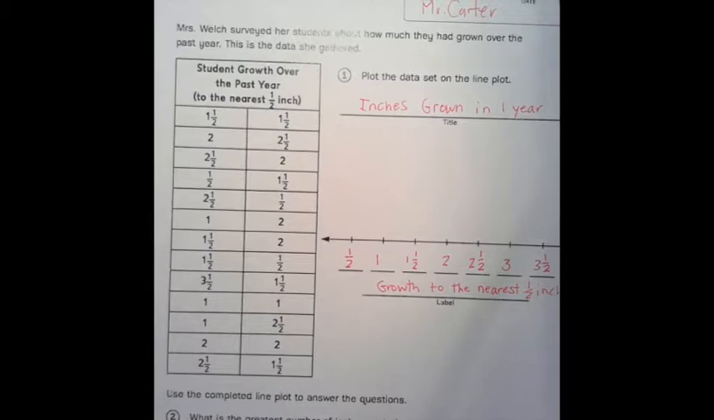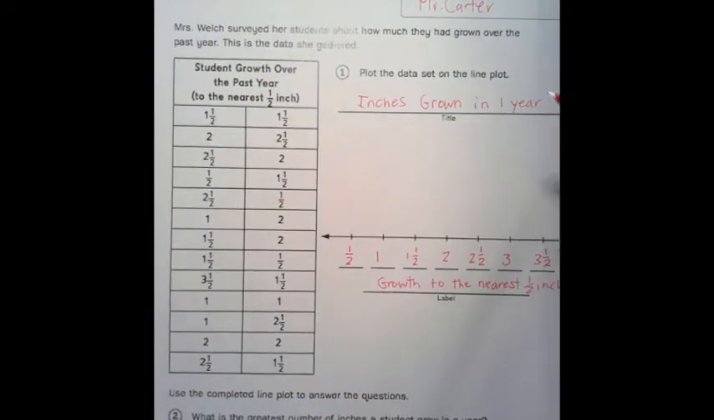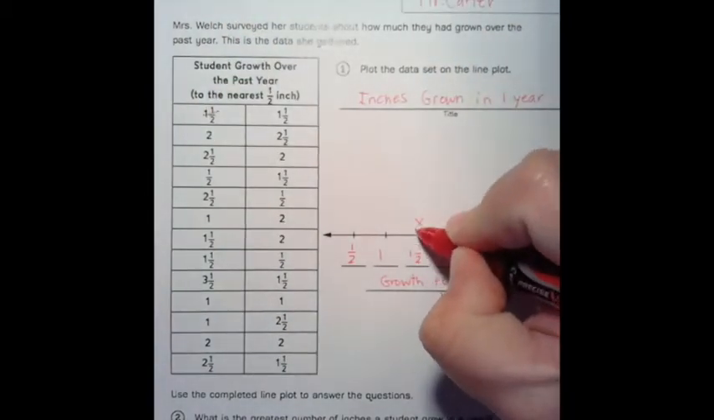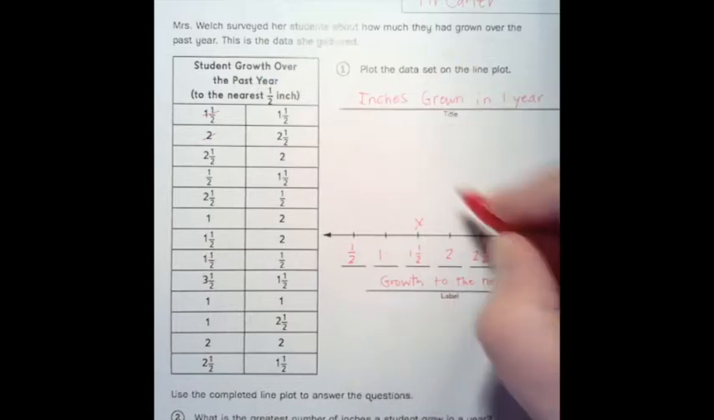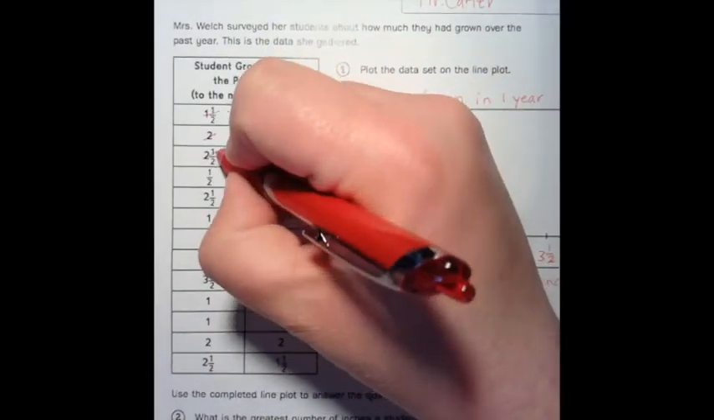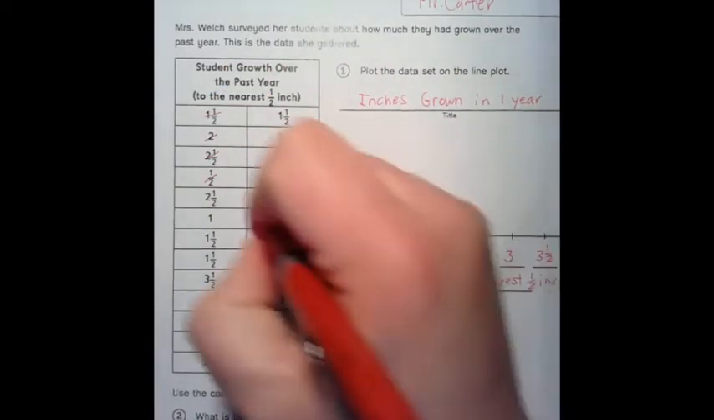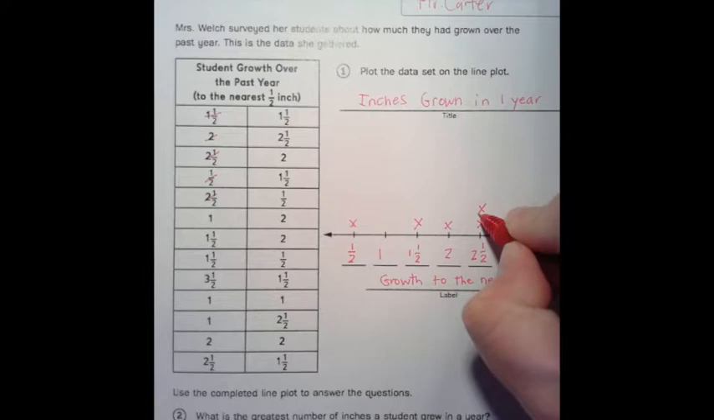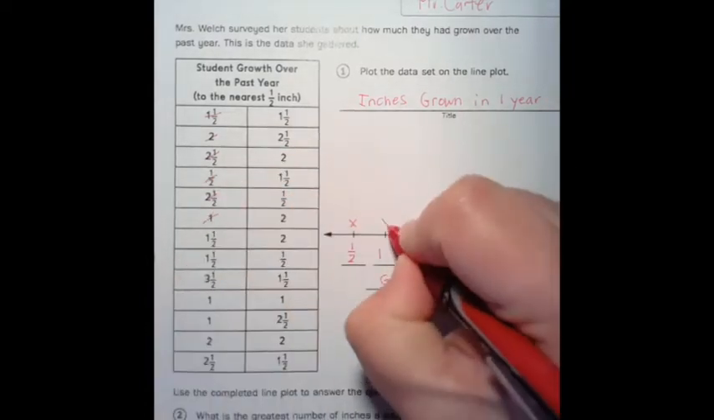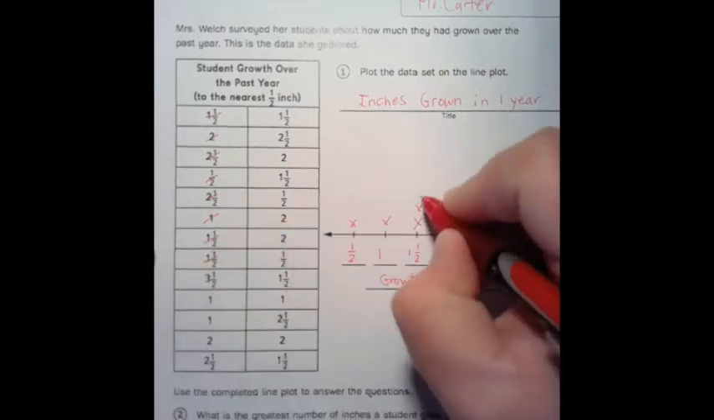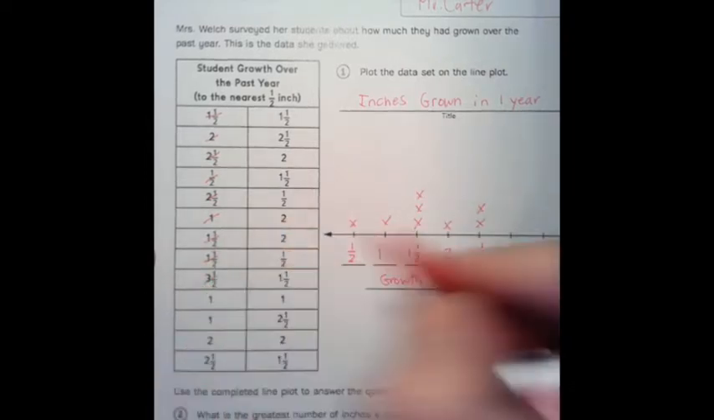Okay. So now we just need to go and put our line plots or our X's. I like to do it one at a time, and then I cross out as I go. So I'm going to just start here, 1 and 1/2. I'm going to put my X. Then 2, and then go put my X. 2.5. Put my X. Half. 2.5. Another X up here. 1. 1.5. Another 1.5. 3.5.